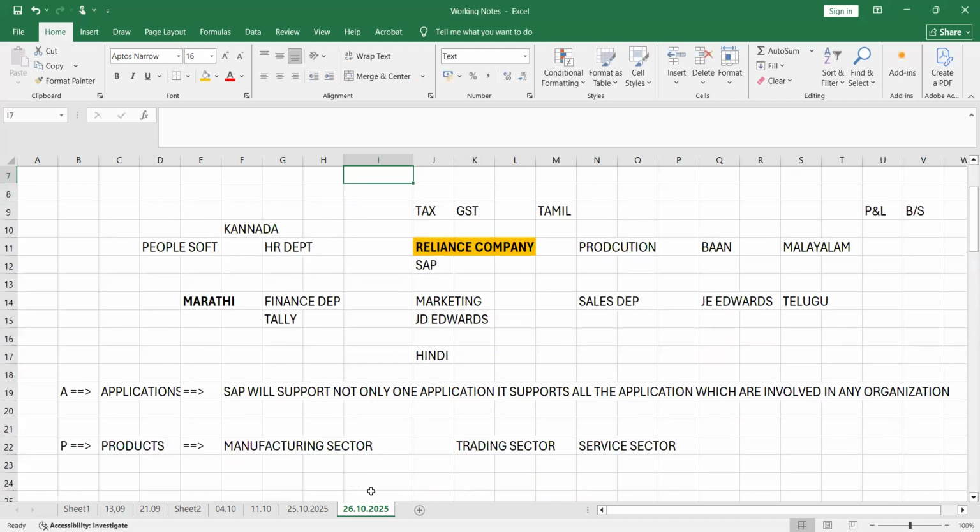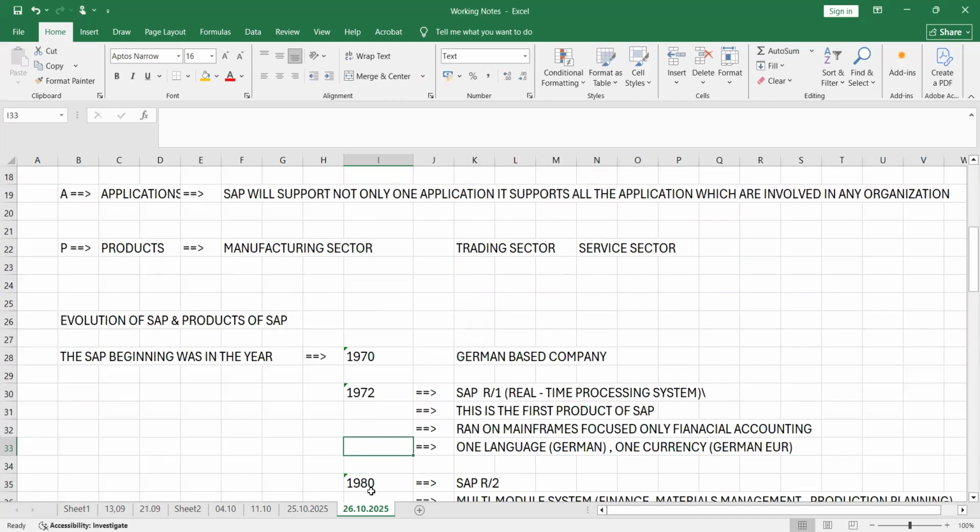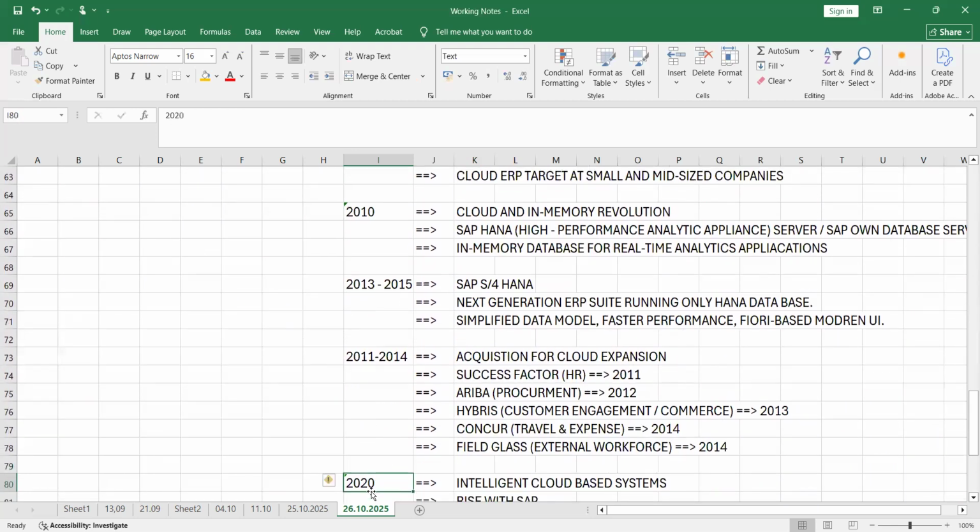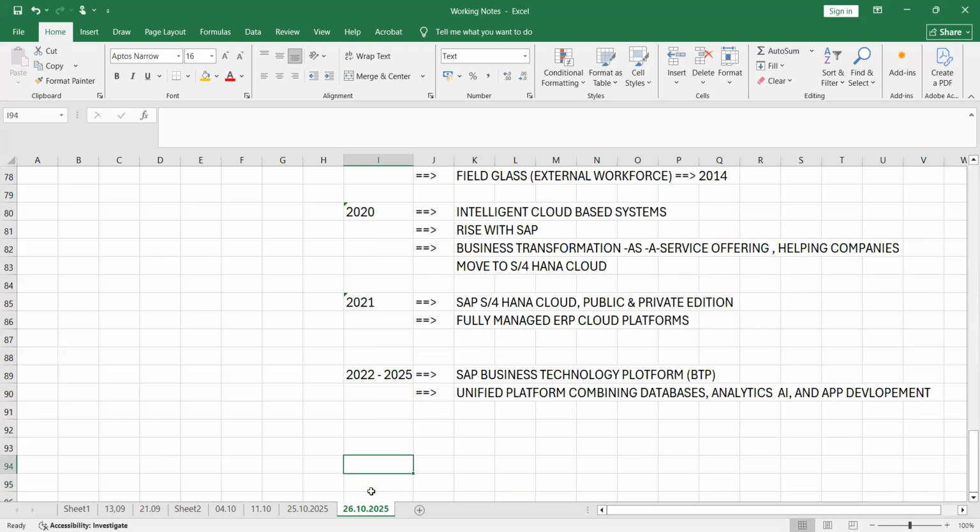It started in the year 1972, 1970 onwards, and this is the 55-year journey. Clear? Do you need to remember this? No, not required. But at least have an idea, whenever we do our next step or whenever you are working as a consultant. No one will ask you this, but people will use these terminologies, so you need to have knowledge of them.